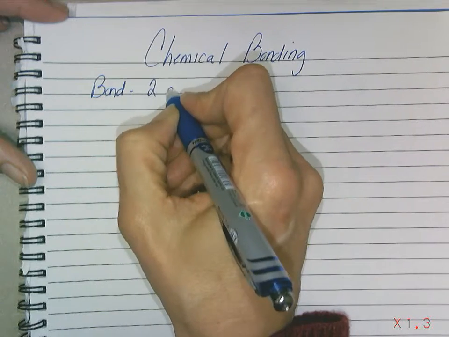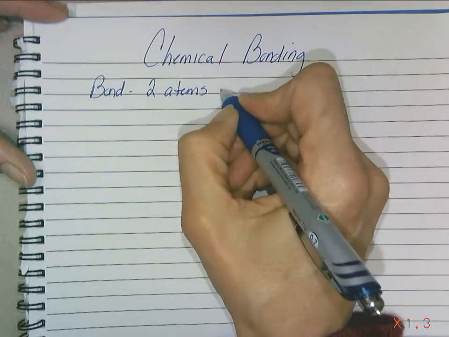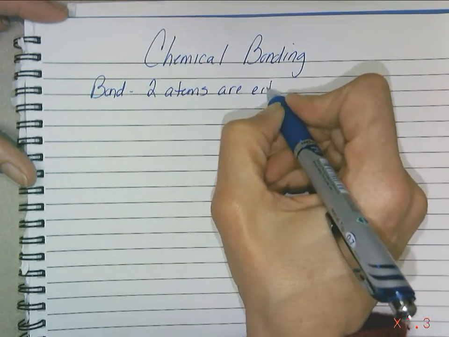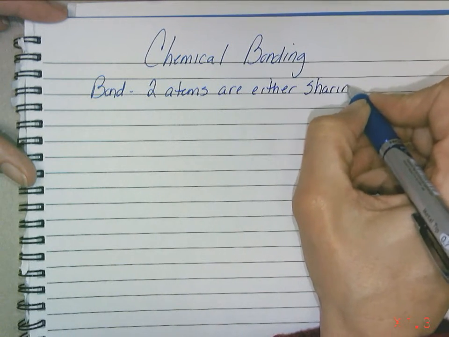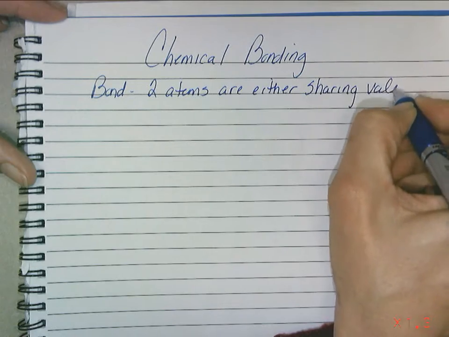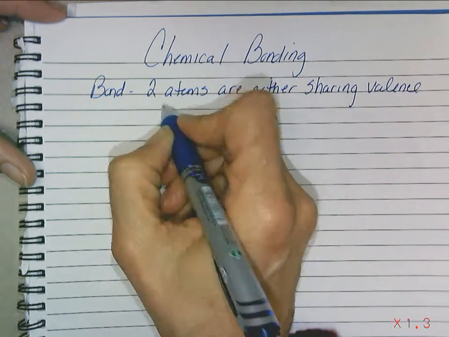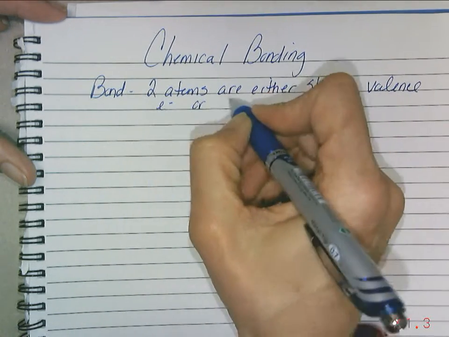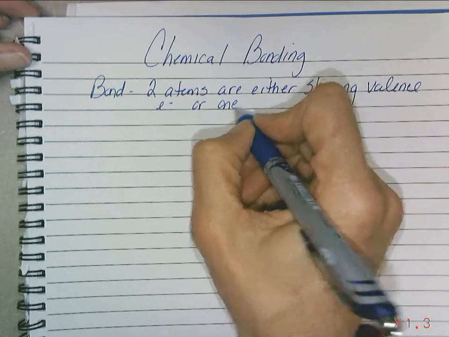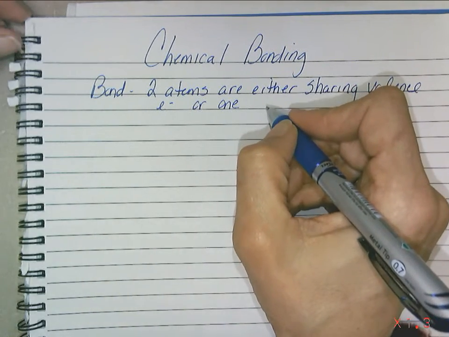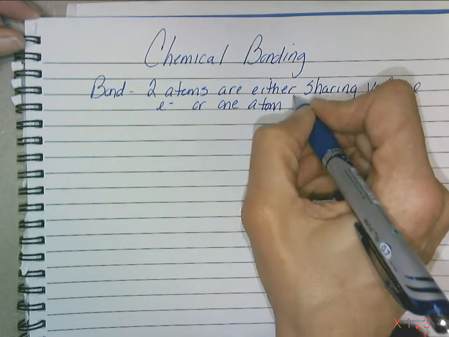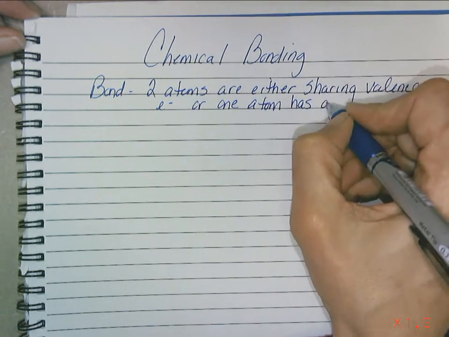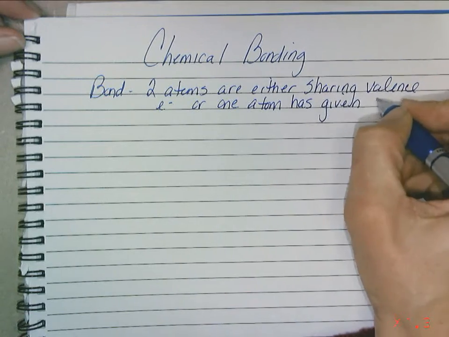First, what's a bond? It's where two atoms are either sharing valence electrons, you know, the ones on the outside, or one atom has transferred its electrons to the other. I'll just put given away.